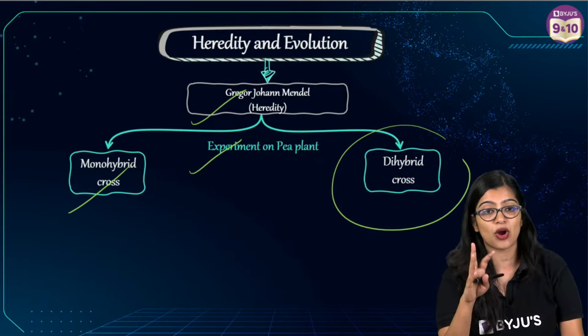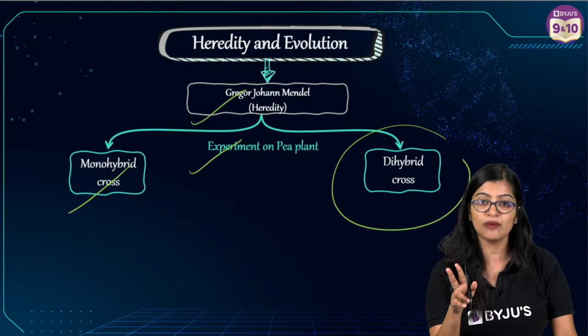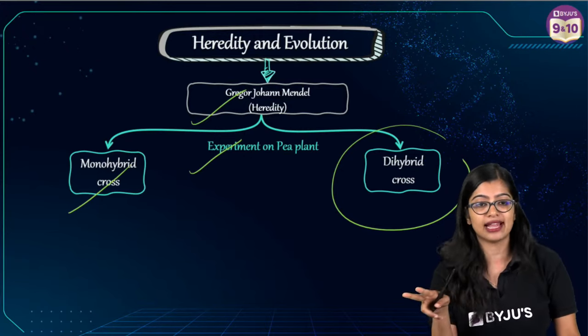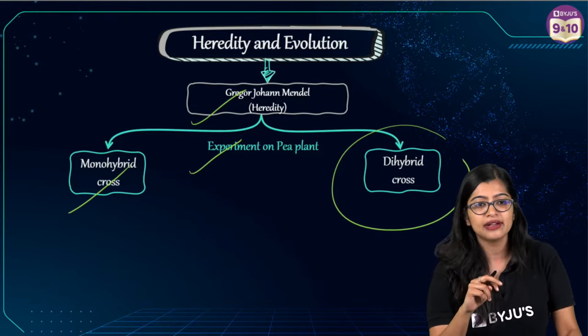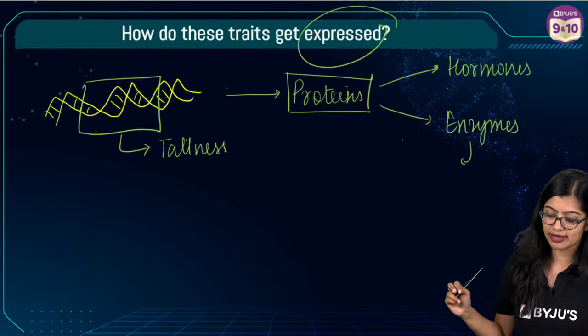Of course, by 8 o'clock, we will wind up dihybrid cross also. I will give you a 5 minute break and then we will go on to the next one, all right? And yes. Ma'am, explain how genes get expressed once again.